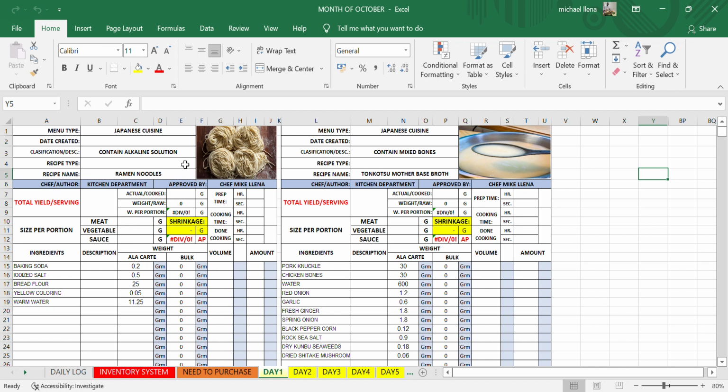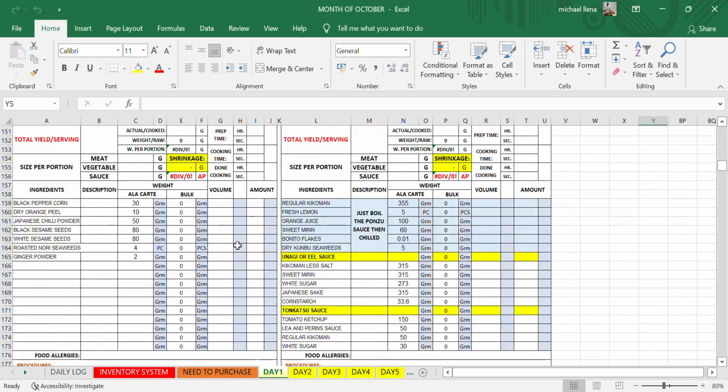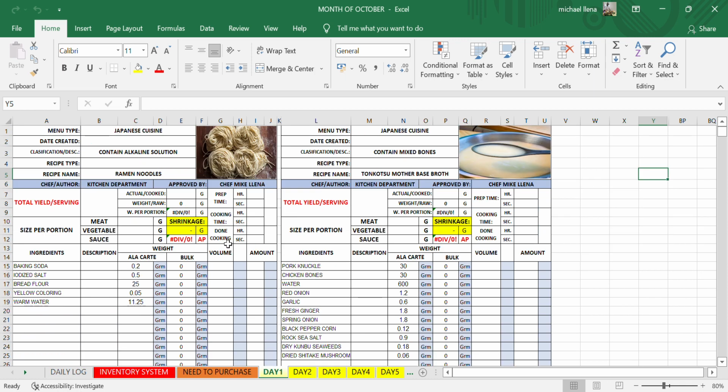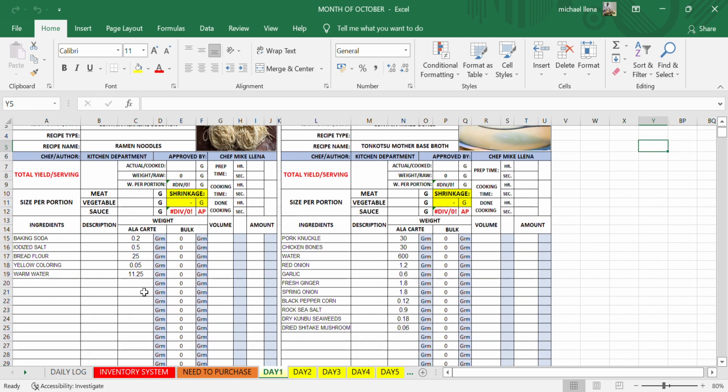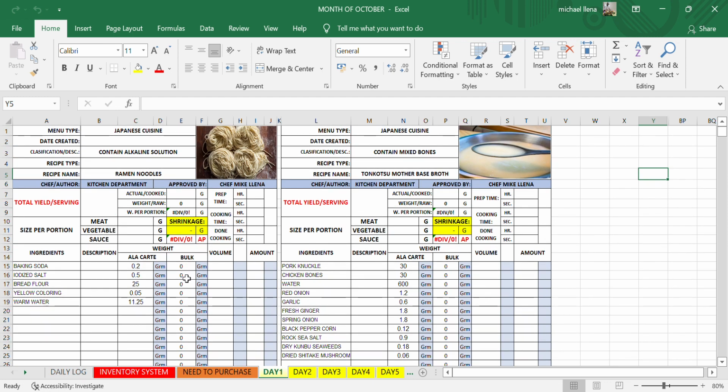Here, as you can see, the recipe calculator. This sheet is composed of 40 recipe sheets. All you need to do is put your standard recipe here. I have the a la carte for the single order or per plate for restaurants, and then it is connected with a multiplied bulk for catering if you want to cook in bulk.